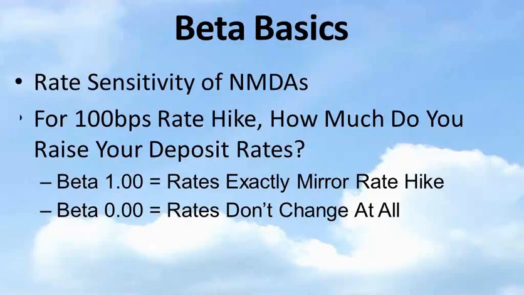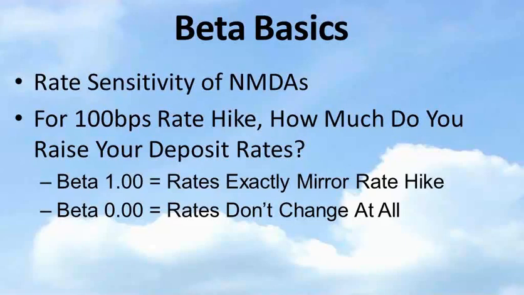Here's the way to think of it. For every 100 basis points rate, I say rate hike, it's only because we can only about go up from here, how much will you raise your deposit rates? If your beta is 1, you're going to go up the whole 100 basis points. If your beta is 0, you're not going to change your rates at all. So your beta is going to fall between 0 and 1.